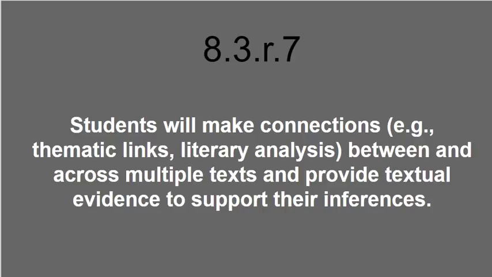Today we're going to talk about standard 8.3.R.7 in the state of Oklahoma. That's for 8th grade, the third standard for reading point 7. The language of this standard reads, students will make connections using, for example, thematic links and literary analysis between and across multiple texts and provide textual evidence to support their inferences. Please pause the video and write down the language of this standard.